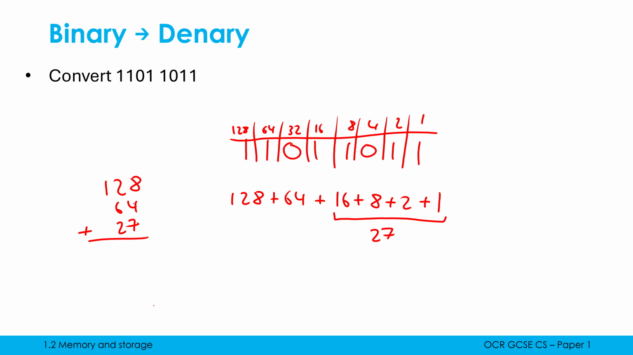8 plus 4 is 12, plus 7 is 19. 2 plus 1 is 3, plus 6 is 9, plus 2 is 11, and 1 plus 1 is 2. The answer is 219. And if your working out gets a little bit messy like mine just did, I would always box it so the examiner can see it really, really clearly.